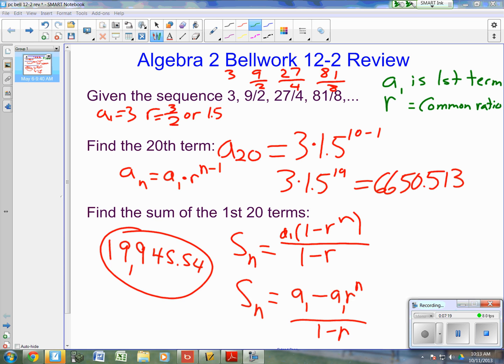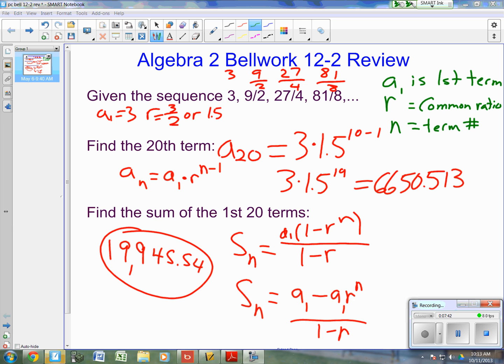what other things do we need to know besides A sub 1 and R? What about N? What is N? The term number we're looking for, right? The term number. So in this problem right here, we wanted to find the 20th term, right? So N was 20.